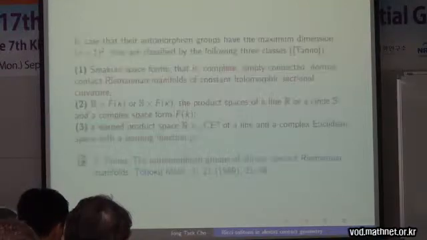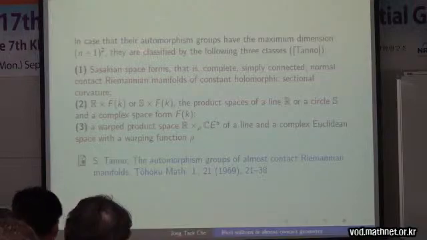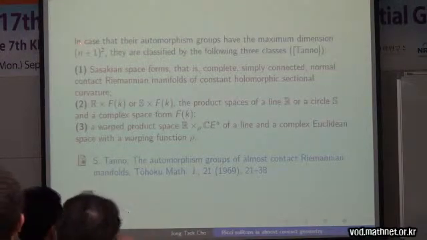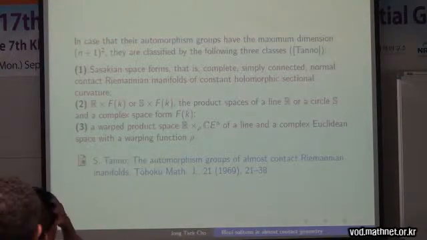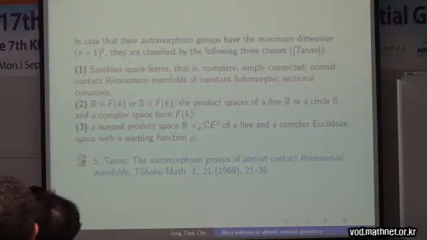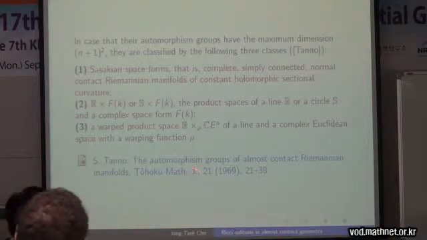I review briefly the almost contact geometry. In case their automorphism groups have the maximum dimension (n plus 1) squared, they are classified into the following three classes, as proved by Tanno in 1969.